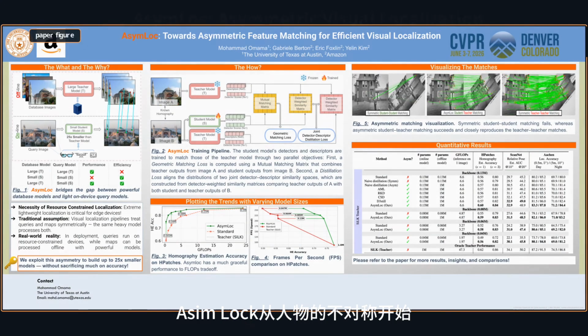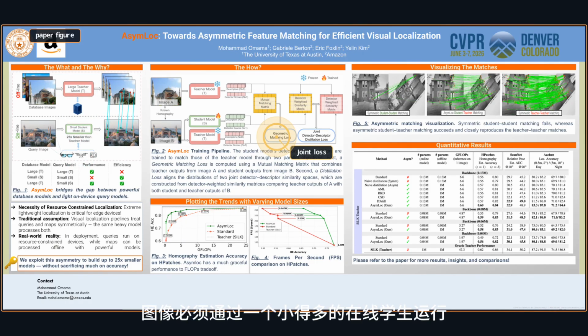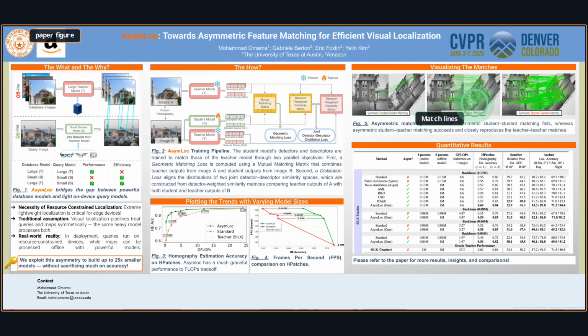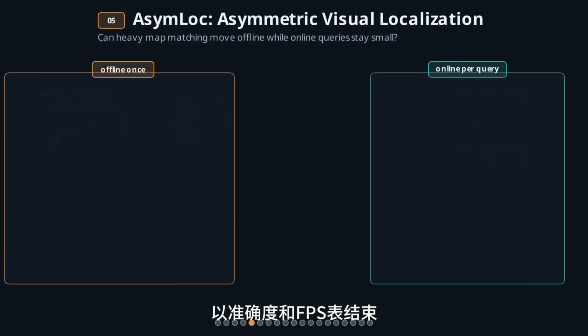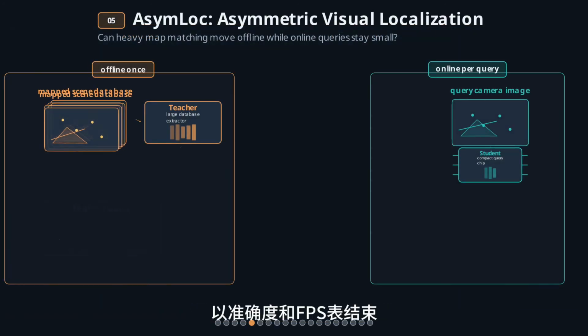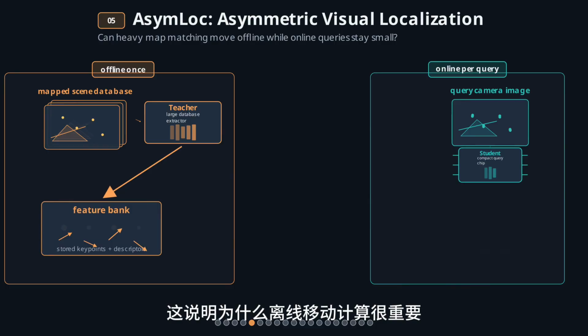Asymlock starts with the figure's asymmetry. Database images can use a large offline teacher, while the query image must run through a much smaller online student. The route follows detector descriptor distillation and geometry loss into the match visualizations, ending on the accuracy and FPS tables that show why moving compute offline matters.